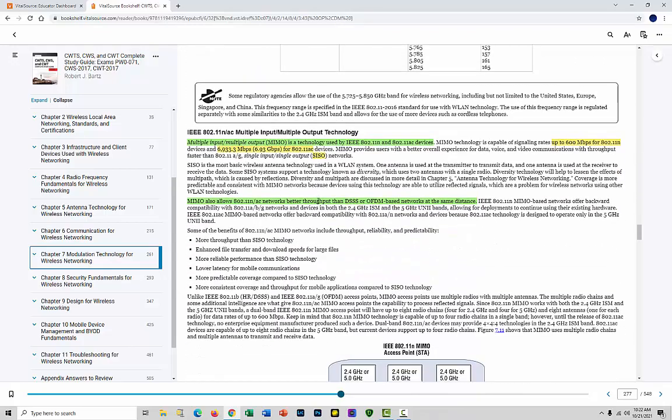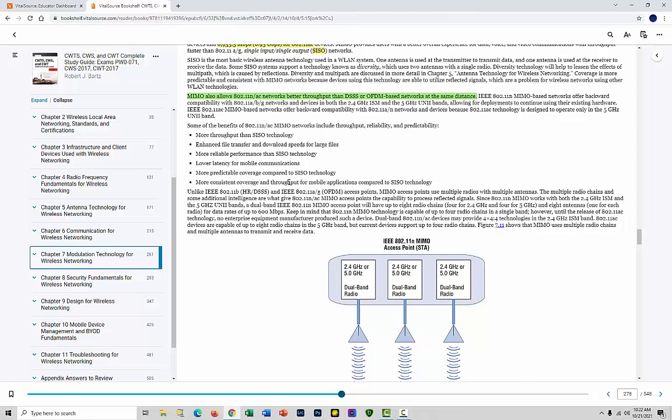So don't let this scare you. You've probably heard the term multiple input, multiple output technology. You see that in the 802.11ac type devices, MIMO, and the more antennas, the better the signal and the more reliability of the signal when you have multiple devices in the same area of coverage for the wireless network. So they talk about that.